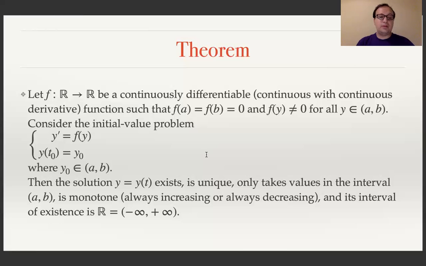Then the solution y of t exists, is unique, only takes values within the interval (A, B), so y of t will never be less than A or bigger than B, and is monotone, so y is either always increasing or always decreasing, and its interval of existence is the whole real axis from minus infinity to plus infinity.